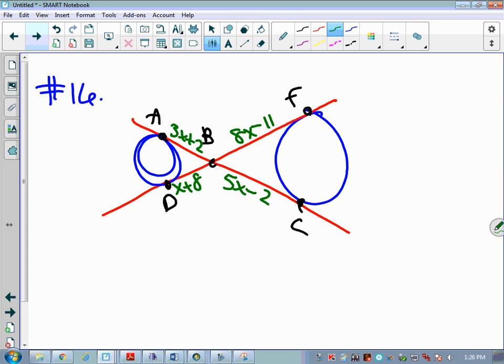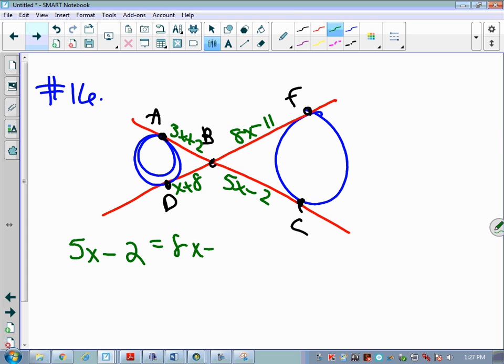What we have to do first is solve for x, then input x back into everything. So how am I going to go about doing that? You're going to set 5x minus 2 equal to 8x minus 11.